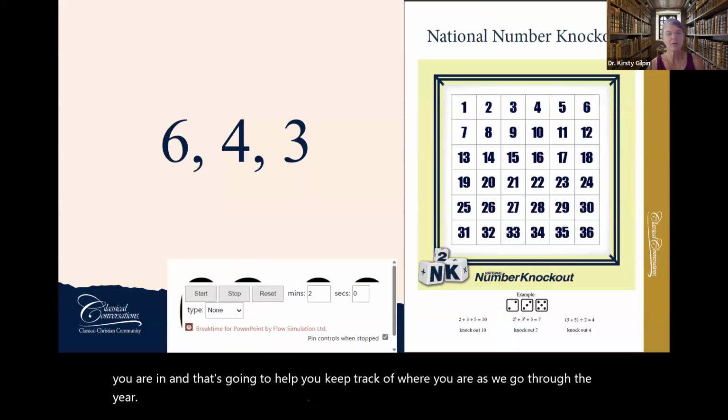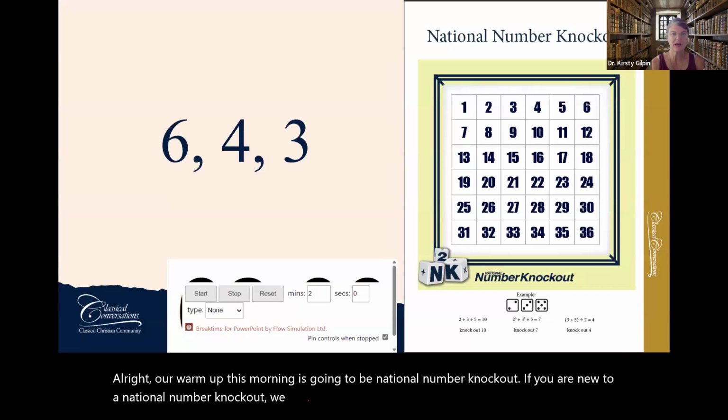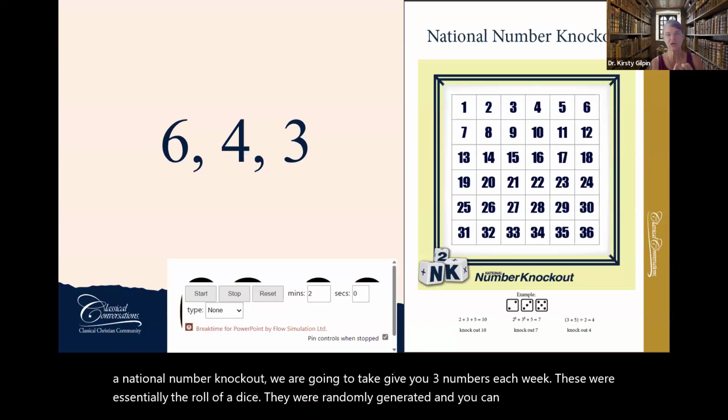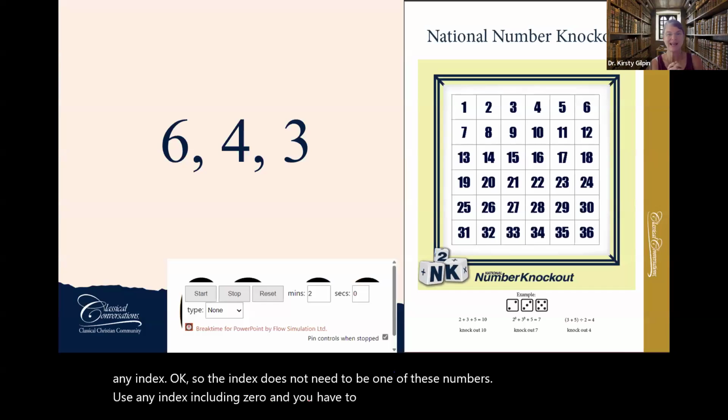All right. Our warm-up this morning is going to be National Number Knockout. If you are new to National Number Knockout, we are going to give you 3 numbers each week. These were essentially the roll of a dice. They were randomly generated. And you can use addition, subtraction, multiplication, division. You can use exponentiation, and you can use roots with any index. Okay, so the index does not need to be one of these numbers. You can use any index, including 0. And you have to use each number exactly once in order to knock off numbers on the board.